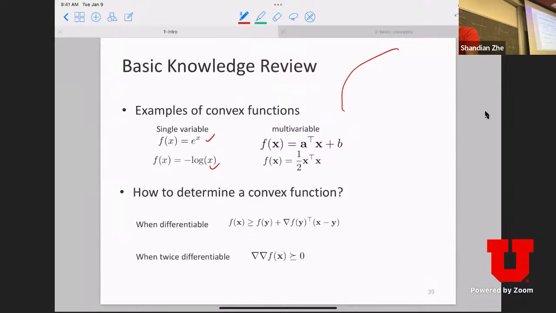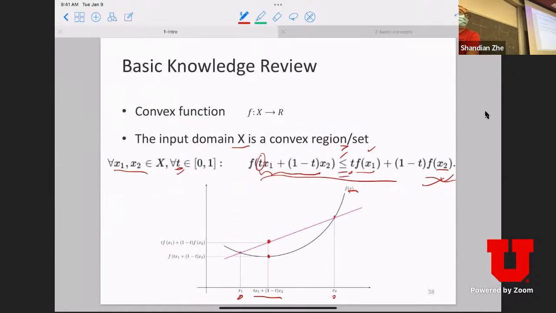And for multivariate functions, like linear functions, in the optimization domain, they usually call this an affine function. I don't see the difference. I don't know why they call it an affine function. But this is also a convex function, and also a concave function. Why? Because they always satisfy the equality, right? So that means it fits both less than or equal to and bigger than or equal to. So these are both convex and concave functions.